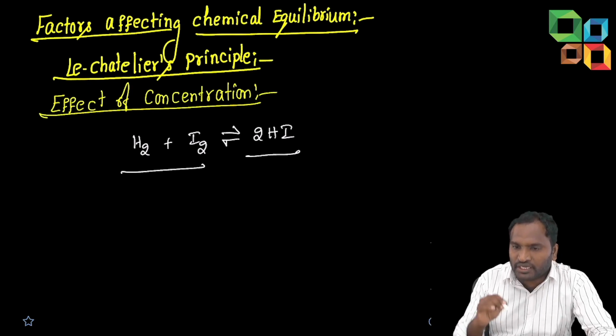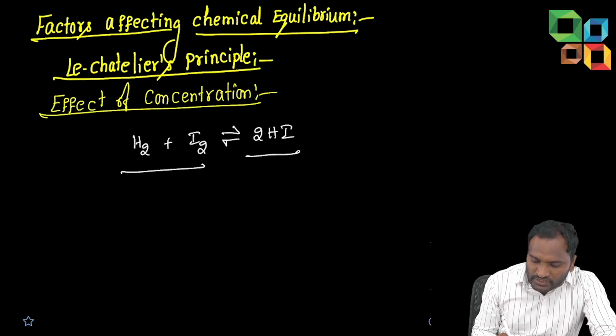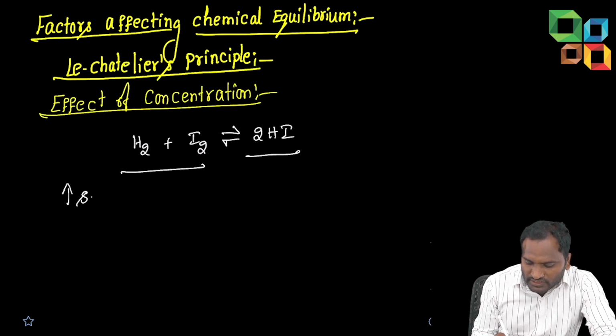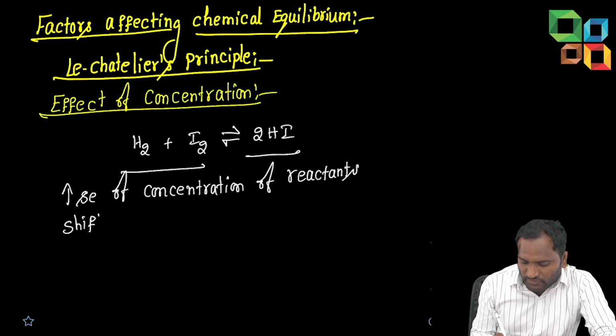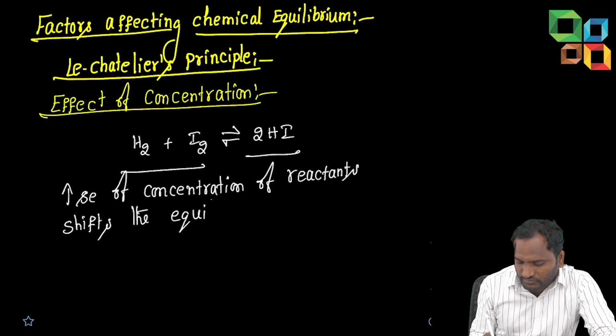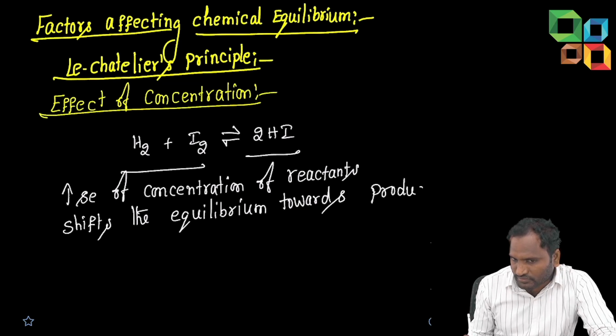If you want to get more yield of HI, you have to increase the concentration of either hydrogen or iodine, or both at a time. So increase of concentration, it is very simple students. Increase of concentration of reactants shifts the equilibrium towards the product side.